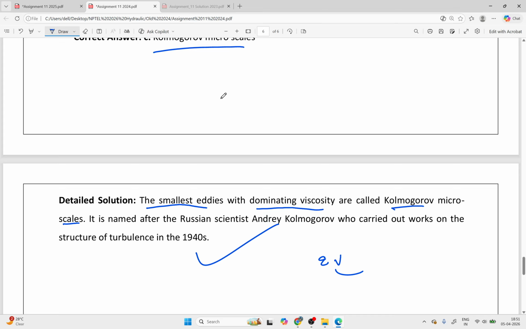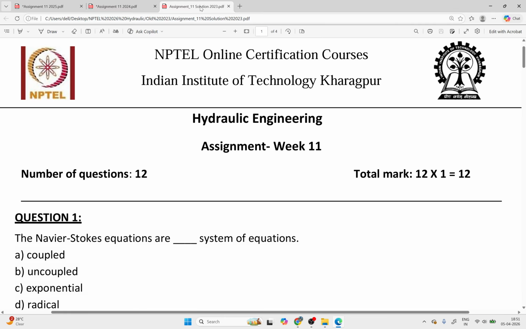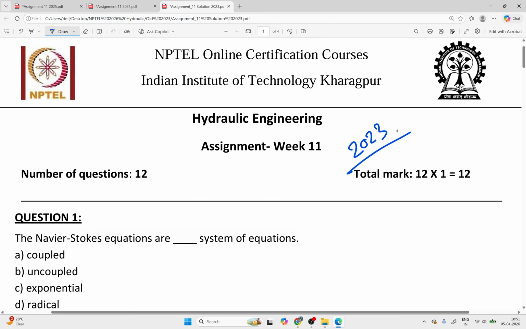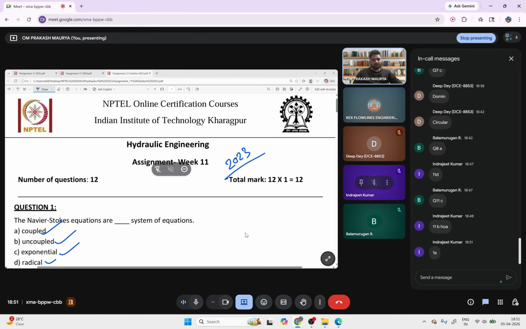Now let us move to assignment number 2023, the same hydraulic engineering course. We have already solved 2025 and 2024. First question: Navier-Stokes equations are a system of equations that is coupled, uncoupled, exponential, or radical? We solved this in week 9 or 10, I don't remember, so let me see whether you remember.